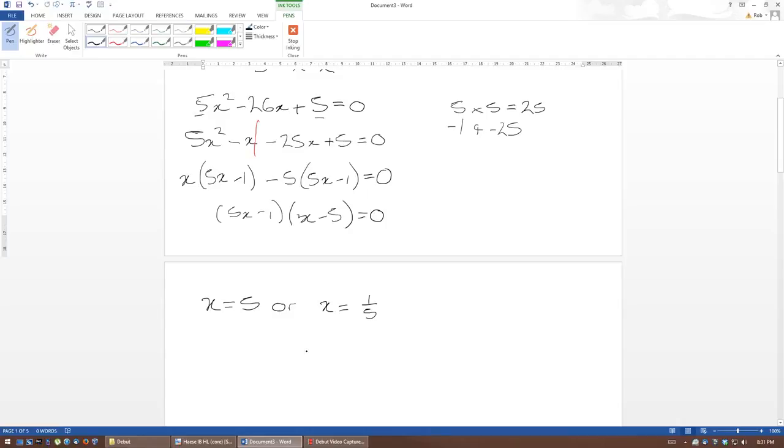And that is the answer to our problem. And as you can see, we're left with a number and its reciprocal, and that makes sense because the reciprocal of 1/5 is 5, and the reciprocal of 5 is 1/5. So we have two answers, 5 and 1/5, that solve our problem.